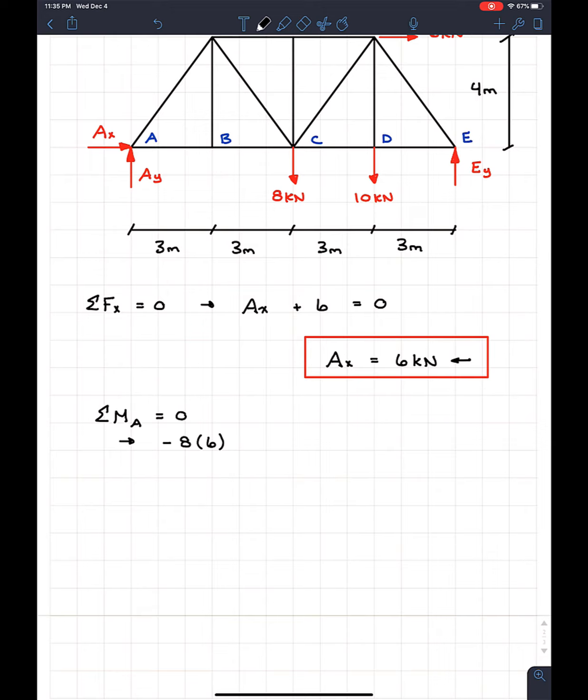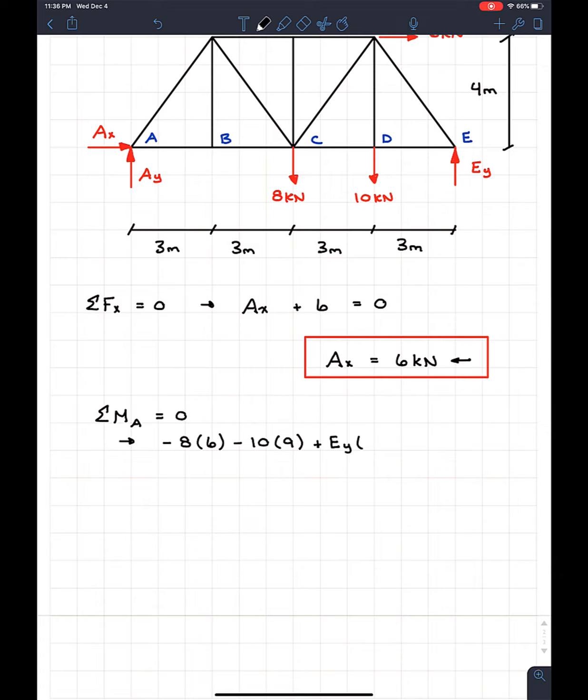We got 10. It's going the same direction as the 8, so we know it's going to create a negative moment, so minus 10. And then its distance is going to be 3 plus 3 plus 3, so this one's going to be 9 meters away. And then at the very end of the beam, we got EY, and this one's going the opposite direction, so we're going to go plus EY.